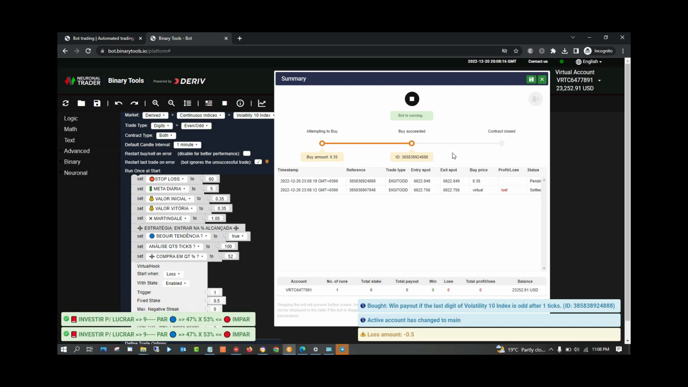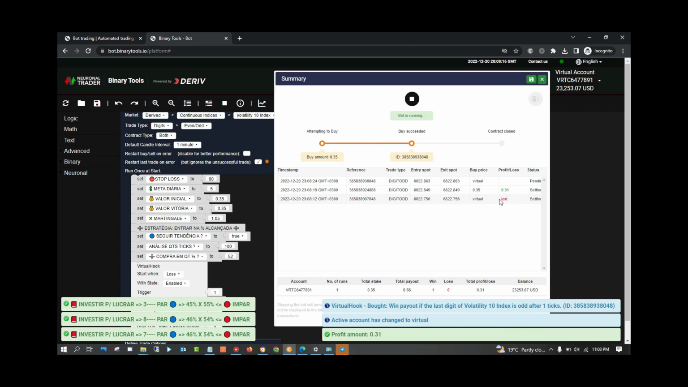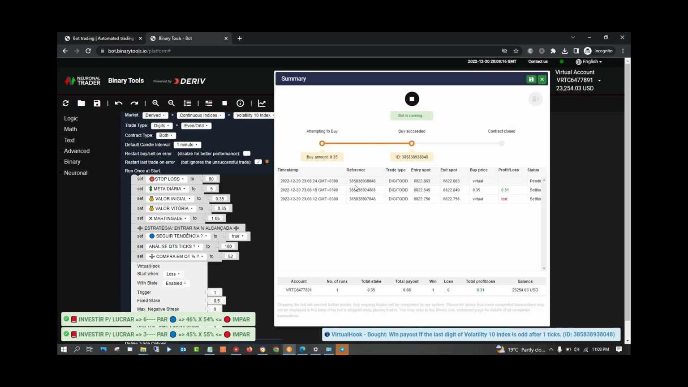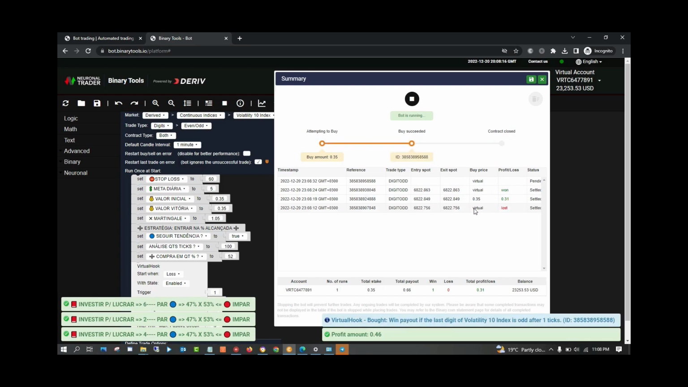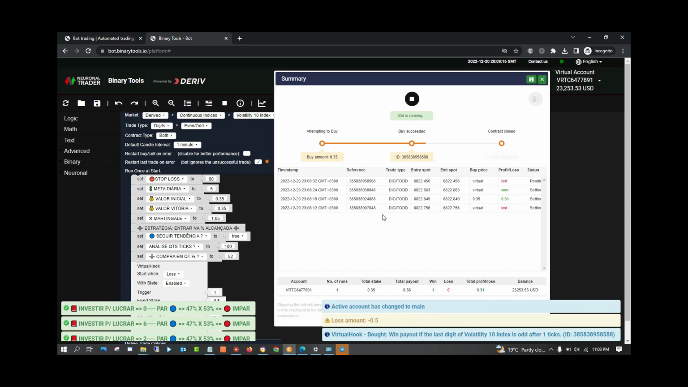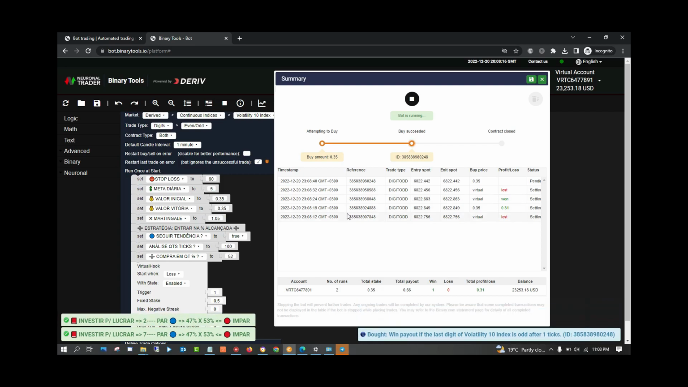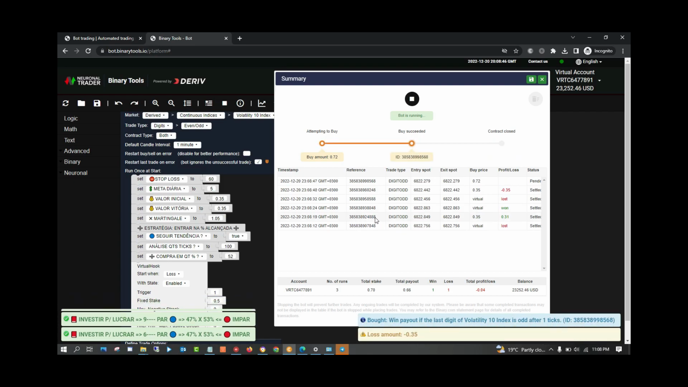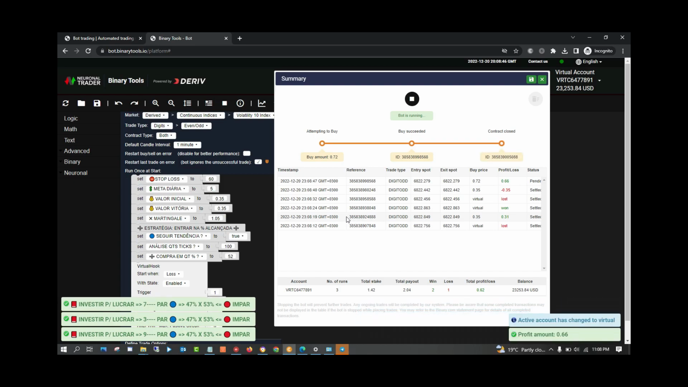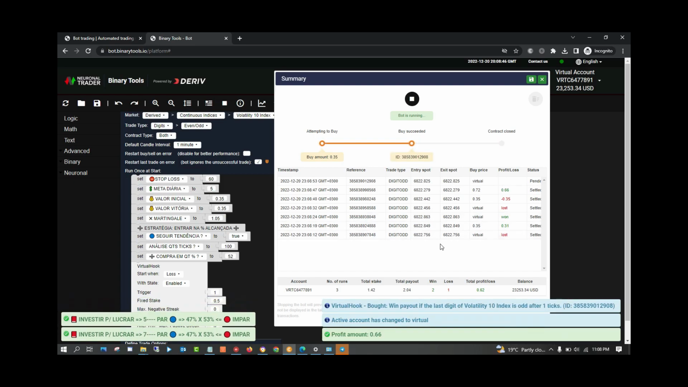You see, in here, the bot started on a virtual account. So if this were my real account, the bot would start on a virtual, okay? And if it loses on a virtual, it goes to real, as you can see here. So if it was a real account, then we would be having a reference number starting with 9, mostly 9, okay? So this bot works this way.